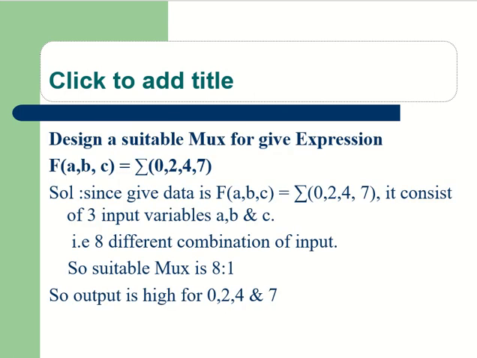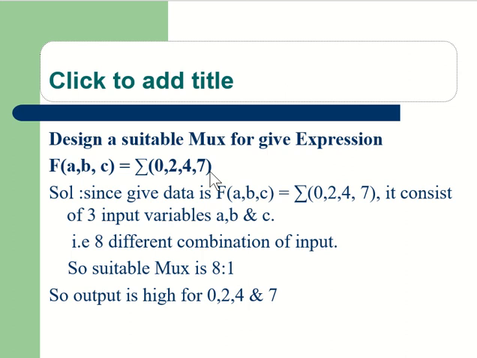Similarly, we'll go through one more problem. The question says: design a suitable mux for a given expression f(a,b,c) is equal to summation 0, 2, 4, 7. As I said, once again, a, b, c indicate the number of inputs, so these three we will take as select lines. Since it is 3, the number of input combinations will be 8, that is 0 to 7. According to this, 0, 2, 4 and 7 have to be high, that is 1, and in the rest of the cases it has to be 0.